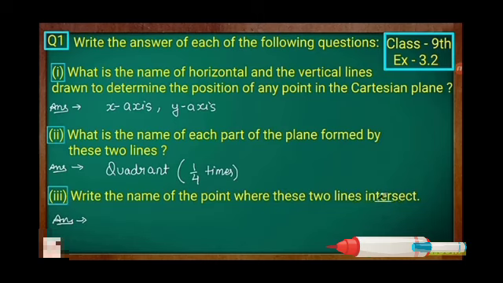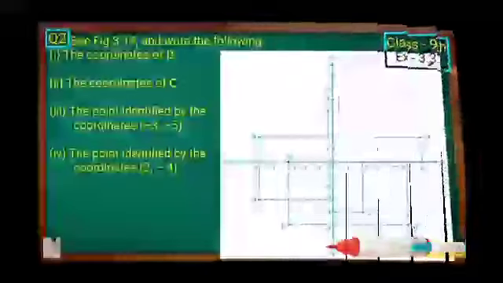Write the name of the point where these two lines intersect. These two lines intersect at the origin. When we draw these two lines, horizontal and vertical, they will intersect each other and their intersecting point is called the origin. This is called the origin.